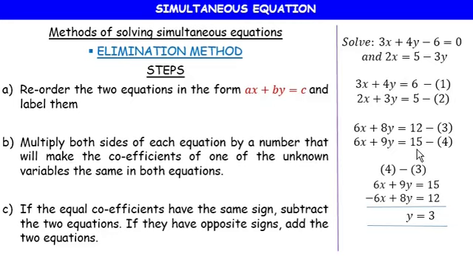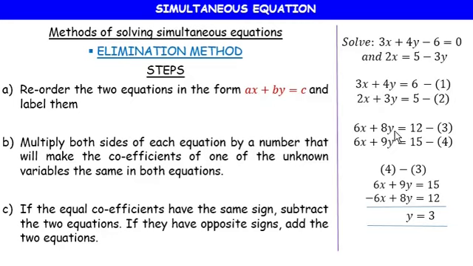So you have to decide which variable you want to eliminate first, so that you multiply the two equations by a number that will make sure that the coefficient of the variable you want to eliminate is the same for the two equations. So here, because I wanted to eliminate x, I multiplied equation 1 by 2 so that the coefficient becomes 6. Now how do I make the coefficient of the x in equation 2 also become 6? By multiplying it by 3. So I'll multiply equation 2 by what?